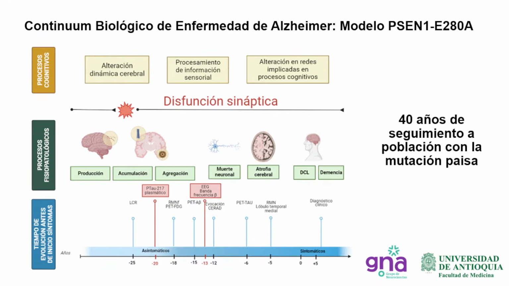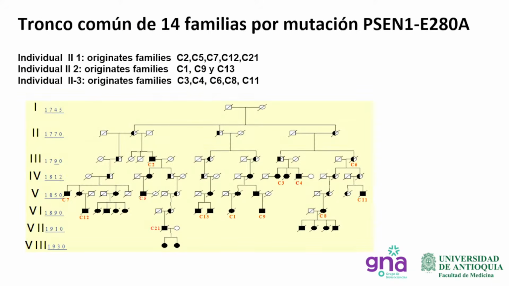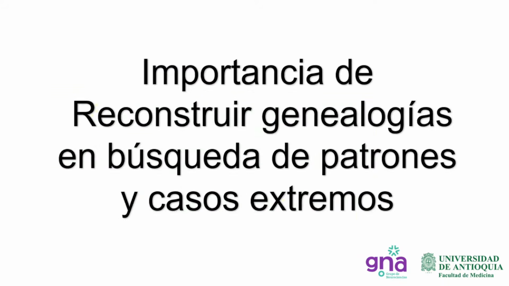Entonces, cómo este cerebro que ha sido afectado durante tantos años, en qué momento tratarlo: en un momento de demencia, en un momento de deterioro cognitivo leve, en un momento de taupatía, en un momento de amiloidosis o un momento previo, ¿cierto? Son preguntas que están en el aire. La importancia de reconstruir las genealogías en búsqueda de patrones, yo creo que ese es un aprendizaje importante.